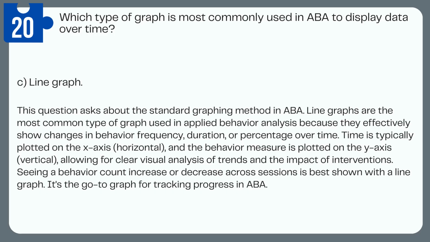Time is typically plotted on the x-axis, horizontal, and the behavior measure is plotted on the y-axis, vertical, allowing for clear visual analysis of trends and the impact of interventions. Seeing a behavior count increase or decrease across sessions is best shown with a line graph. It's the go-to graph for tracking progress in ABA.